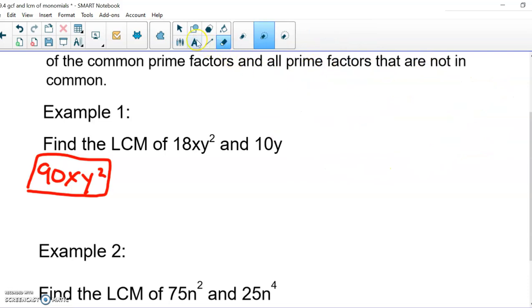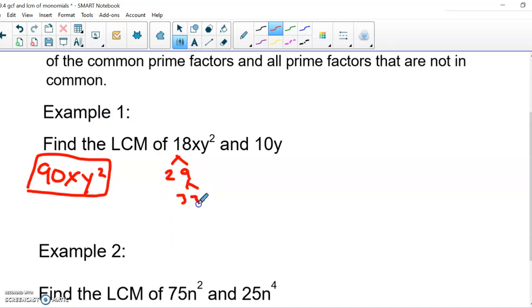The other way, we're going to do that prime factorization of the numbers again. So 18 is 2 times 9, 3 times 3. So we have 2 times 3 times 3. 10 is 2 times 5. So first you take what they have in common, which is 2. So they both have a 2.